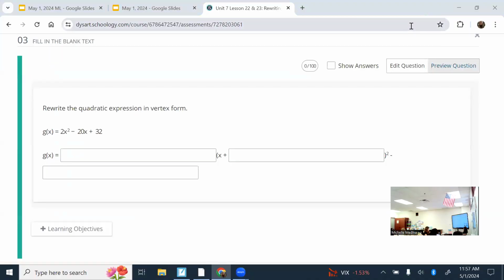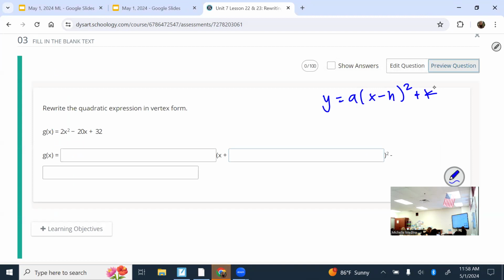So number 3 on the 22-23 practice, we are writing that quadratic in vertex form. So let me remind you, vertex form looks like this. And I'm not giving you that formula on the test, by the way. I also did not give it to you on the Unit 6 test. So you would have to remember that. And then what part of this formula would be your vertex?